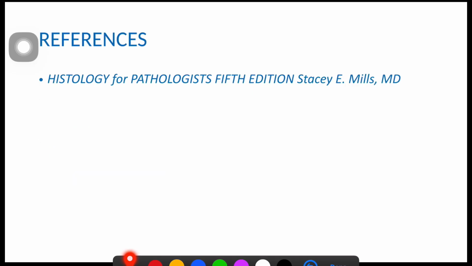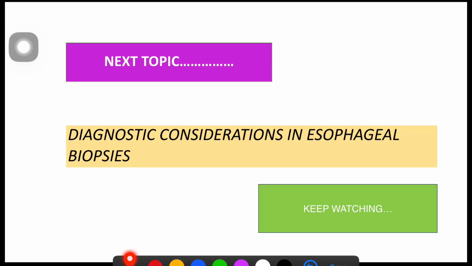So this is the reference from this book. I have taken all this information, and in the next topic we will discuss all the diseases like GERD, Barrett's or esophagitis in detail in the topic of diagnostic considerations in esophageal biopsies.